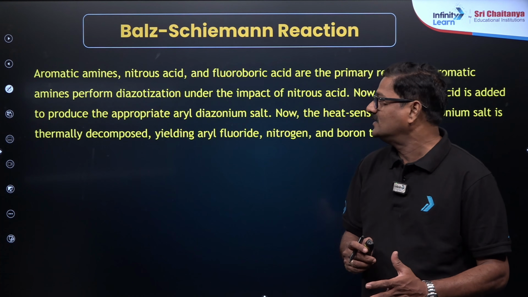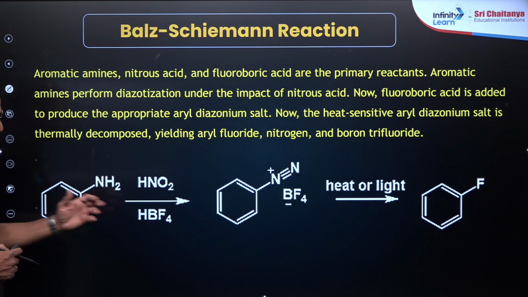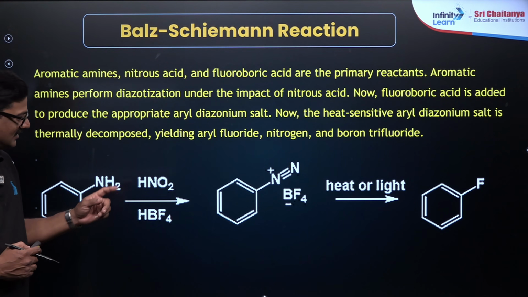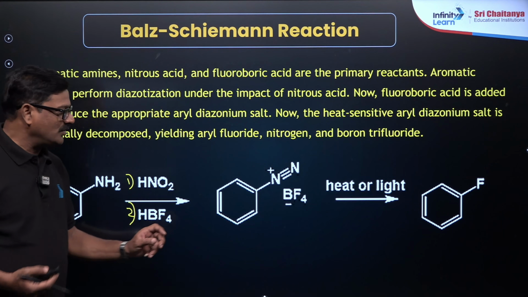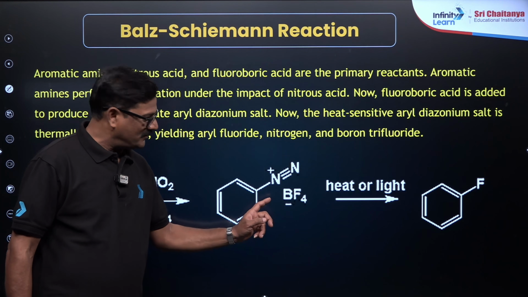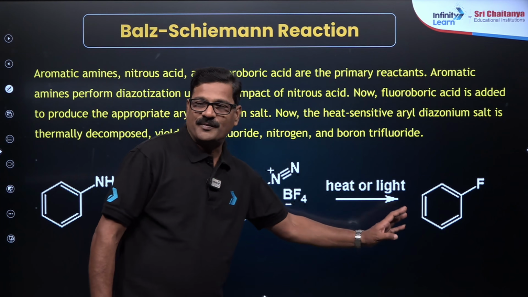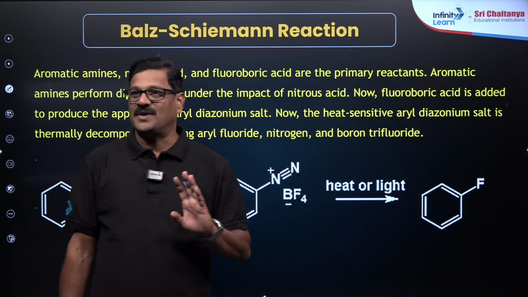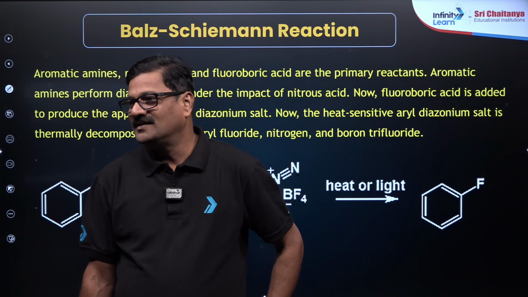Can you believe it? So aniline reacts with HNO2 to give benzene diazonium chloride. Then it is treated with HBF4 to give benzene diazonium tetrafluoroborate. If you heat it, you get fluorobenzene. This reaction is called the Balz-Schiemann reaction.